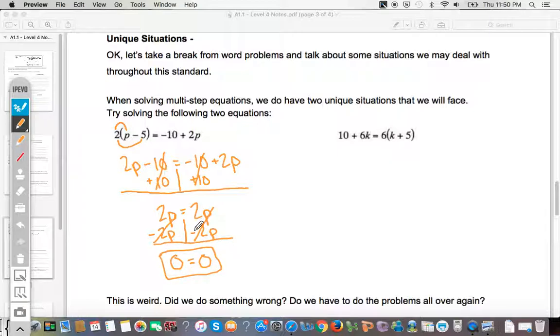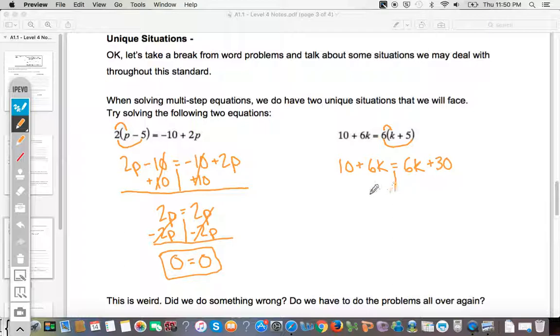So did I actually solve for my variable? We'll come back to that in a minute. Let's go over to this one. So I'll start with my distributive property. On this side of the equation I have 10 plus 6k equals 6 times k plus 6 times 5.